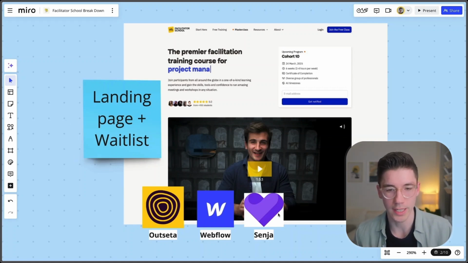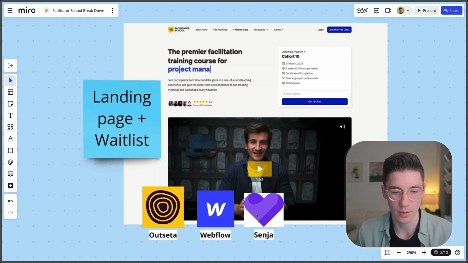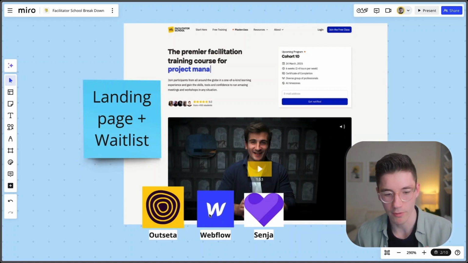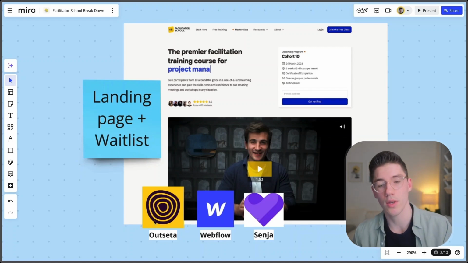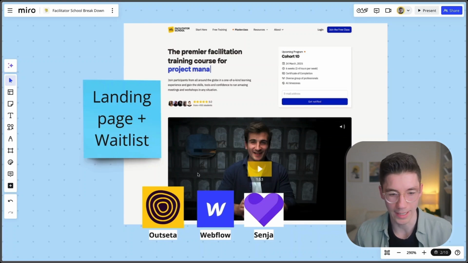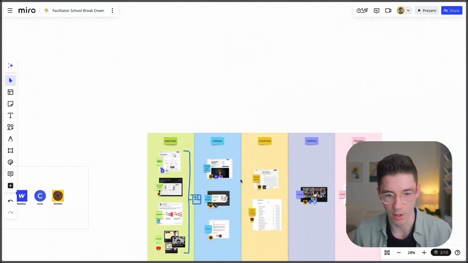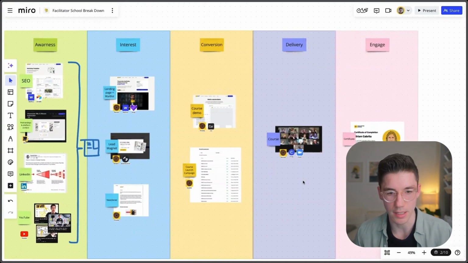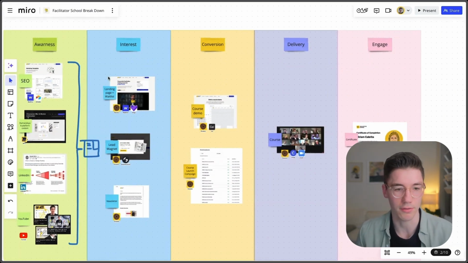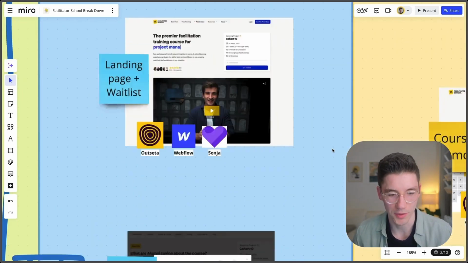So Senya was really nice for that, which we used as a tool. Then of course the page was built in Webflow. And then Outseta we used for letting people sign up to the waitlist. By the way, Outseta was basically the backbone of our whole infrastructure because as you can see here, it's used at every touch point and we use it for many things and integrating all the different tools together. So let's move down here.